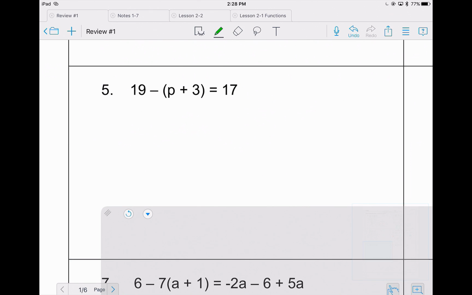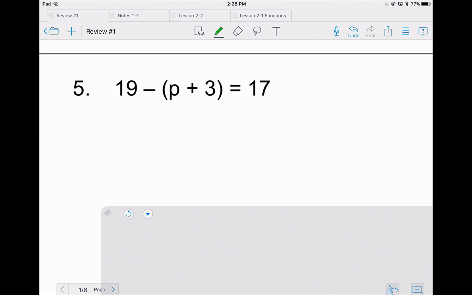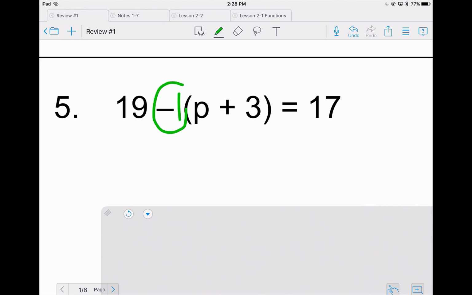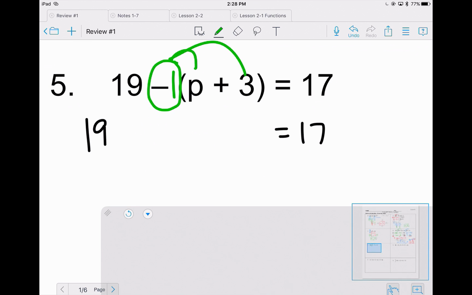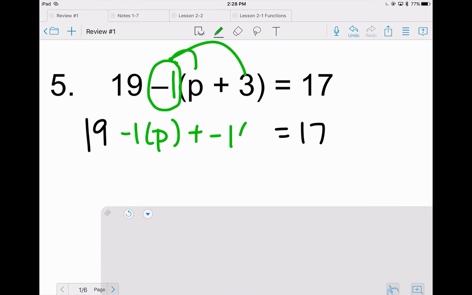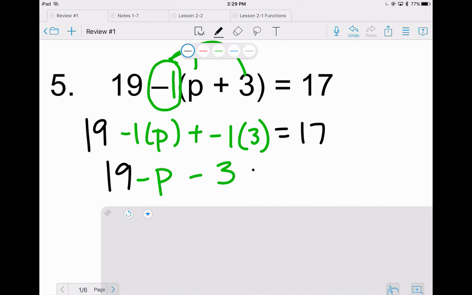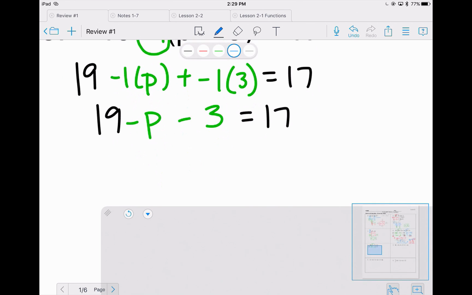Problem 5 is a tricky one that a lot of people missed on their quiz. Remember that on problem 5, that negative out front is distributed to the parentheses. That negative is like an invisible negative 1. So if it helps you, write your negative 1 and then circle it. Do not distribute the 19. The 19 stays out front, just like 17 stays in the back. So we have negative 1 times p and negative 1 times 3, which just gives me negative 1p minus 3, and the 19 and the 17 just come down because I haven't done anything with them yet.